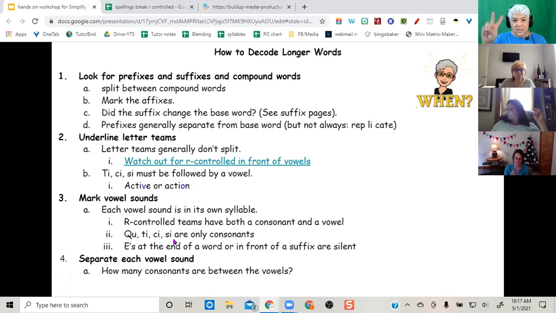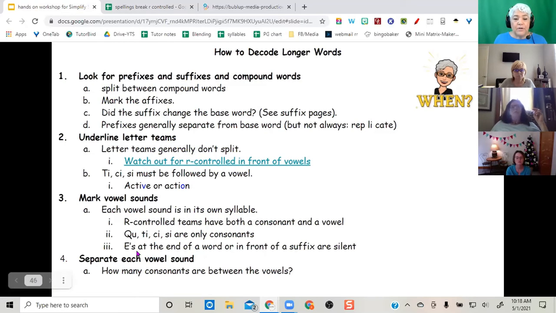Qu is actually two consonant sounds. Qu, not a vowel. The U is not a vowel there. The TI is sh, not a vowel. Sh, not a vowel, right? We want to be aware of what are vowel sounds. These are not vowel sounds.